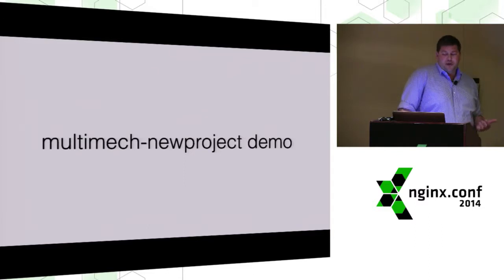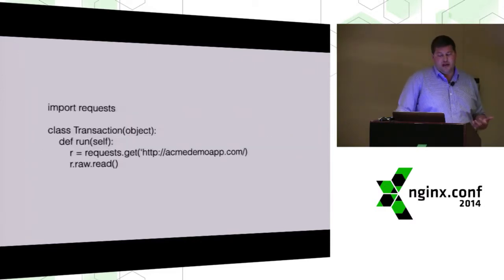And then you can run multimech-newproject and just bootstrap a new demo project. It's just going to generate a template for you. But what's really interesting here is the concept of a transaction. The only thing that multi-mechanize really cares about is that you define a transaction. It doesn't care what happens in the transaction. All it's going to do is run that transaction at high levels of concurrency.